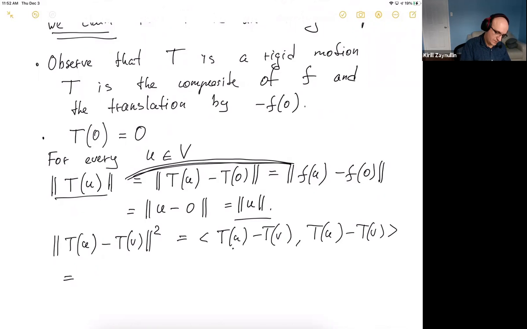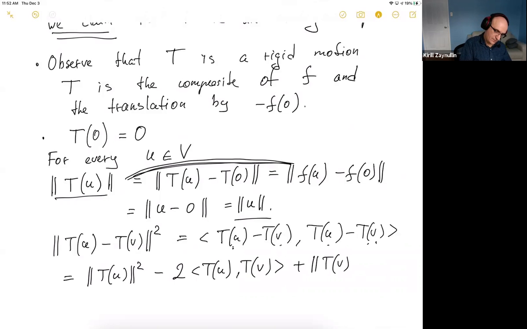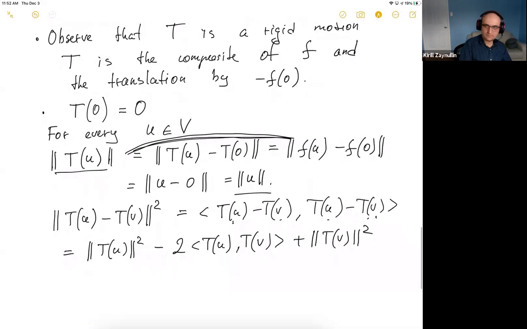So what do we get? We can take this times this, minus this times this, minus this times this, and plus this times this, which gives us the length of t of u squared, minus 2 times the inner product of t of u and t of v. Don't forget that we are over real numbers, so there are no bars. And then plus the length of t of v squared.